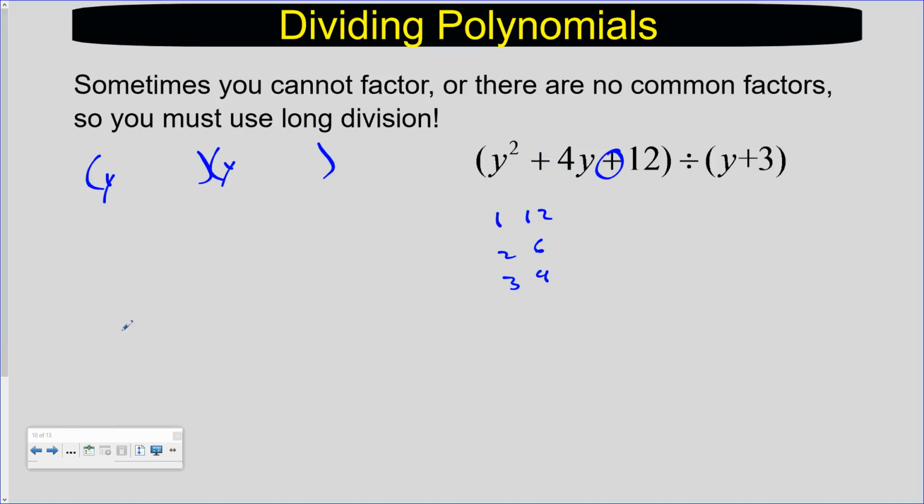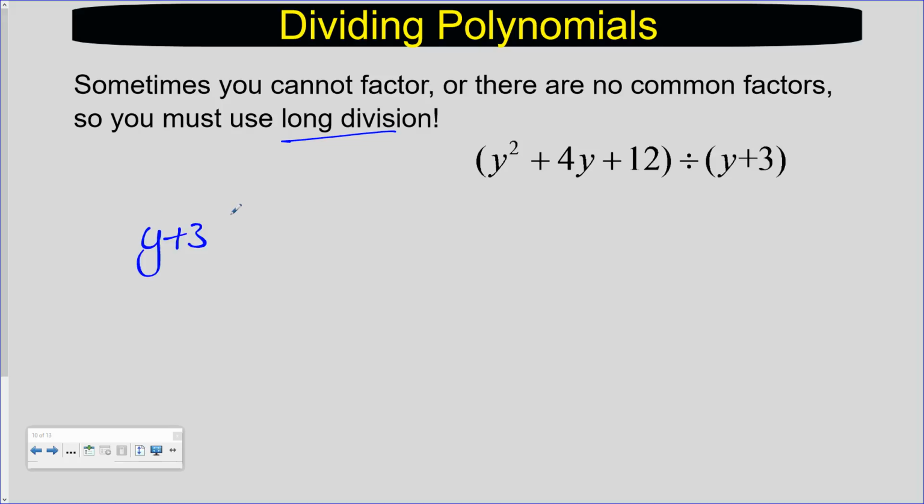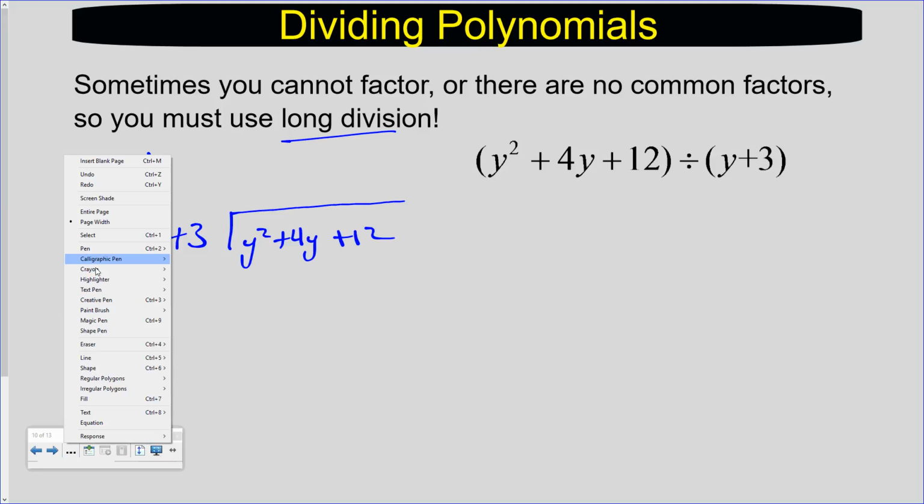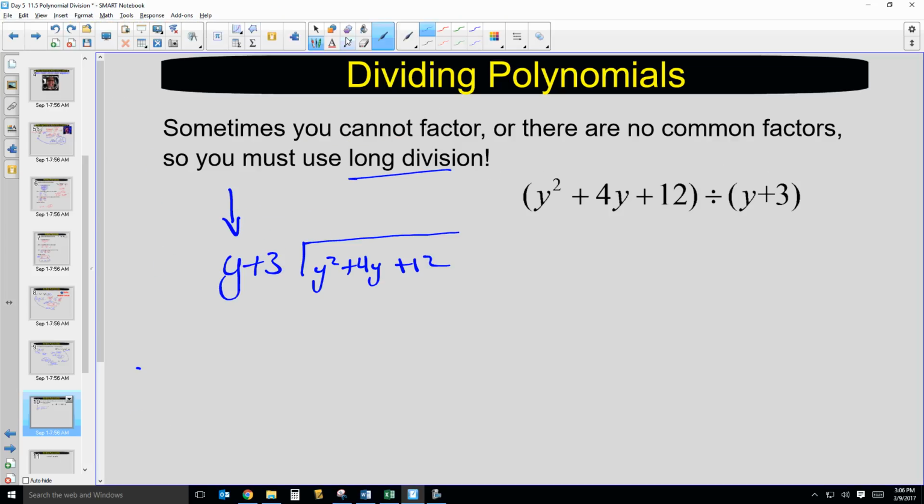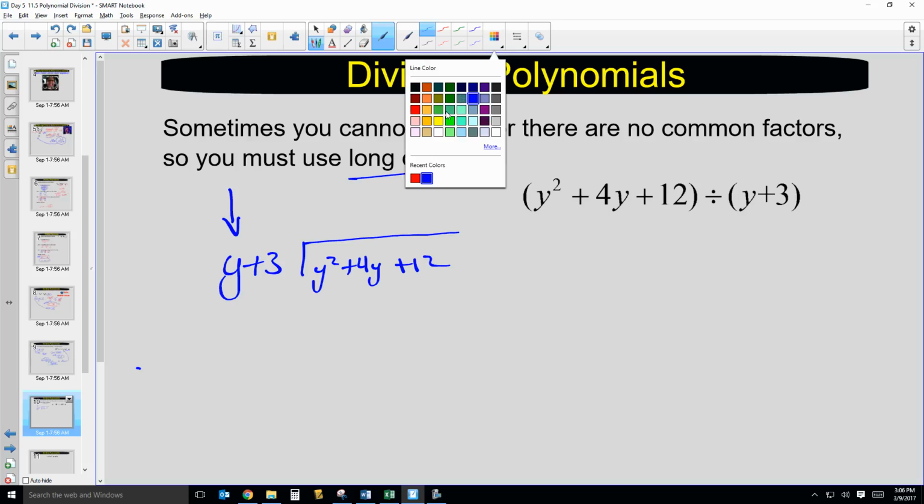Let's do this. Okay, can't be divided, or can't be factored, excuse me. So we're going to have to try something different. We're going to use long division. Now it's just like the long division you did in 3rd grade, where we write out y plus 3, y squared plus 4y plus 12. Okay, so we're going to look at this guy. This is going to be what our indicator is. So let me change colors here so that we can keep track of what we're doing.